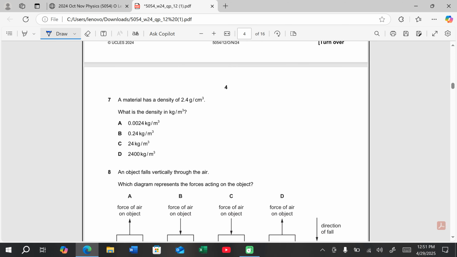Let's move on to question number 7. Question number 7 says a mass has a density of 2.4 grams per cm cube. What is the density in kilogram per meter cube? So now that's a very good question. First of all, let's convert this 2.4 grams. Now I'm breaking it down. It says 2.4 grams per centimeter cube, so it's 1 centimeter cube. So let's convert this into kilograms, so I'll have to divide by 1000.